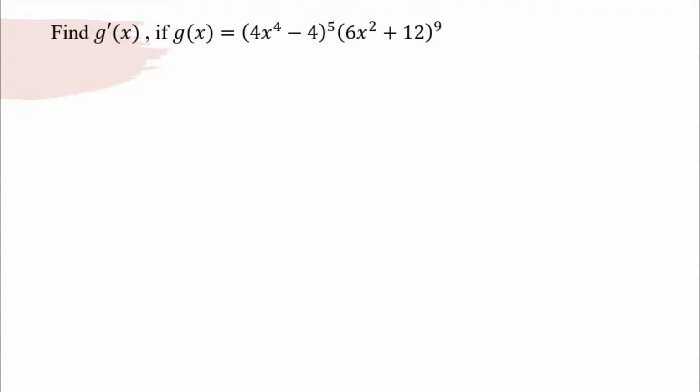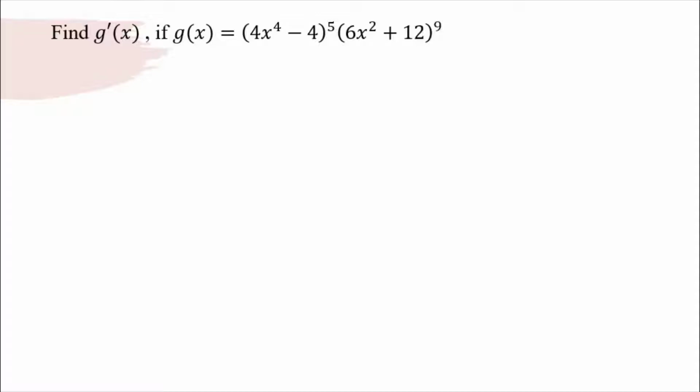Another example for the chain rule. We want to find g prime of x if g of x is equal to (4x to the fourth minus 4) all to the fifth times (6x squared plus 12) to the ninth power. Here we're going to use the product rule combined with the chain rule.